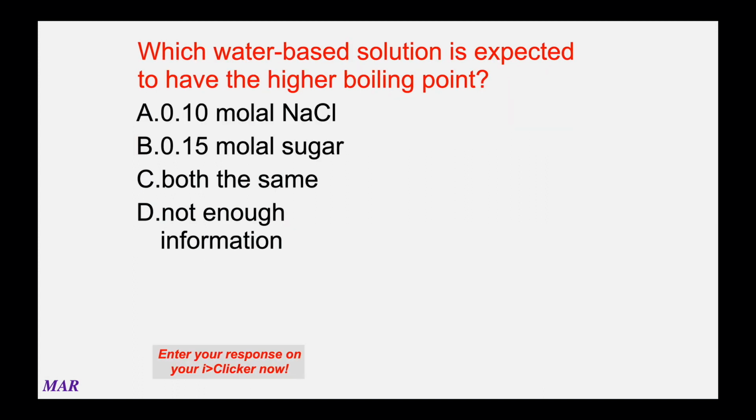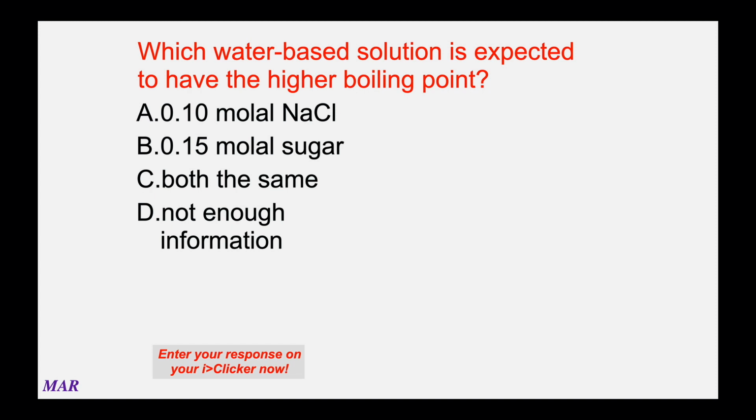I mentioned quickly on the last problem the van 't Hoff factor, and the van 't Hoff factor is very useful when you have an ionic compound. So in this question it says, which of these water-based solutions is expected to have the higher boiling point? So see if you can figure out which one of those is the right answer. Pause the video, and when you're ready to talk about it, you can unpause it. Pause the video now.